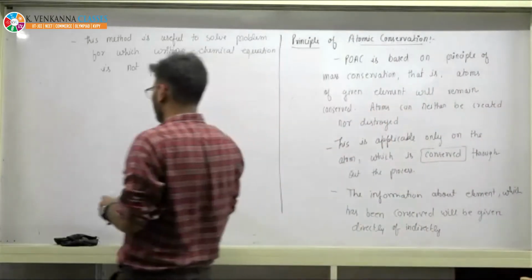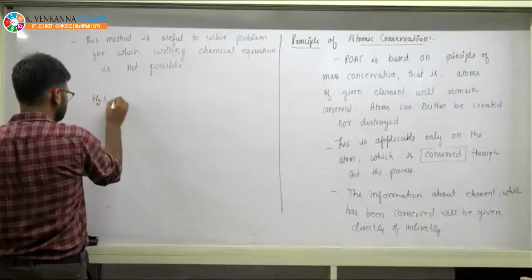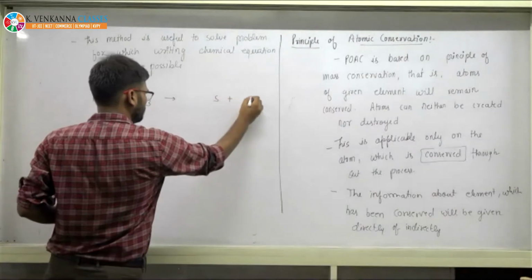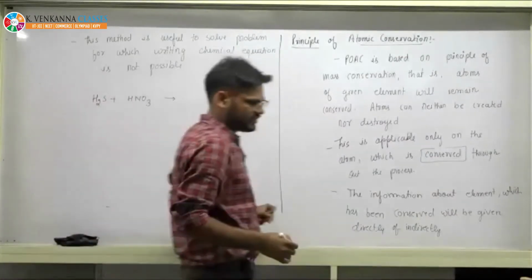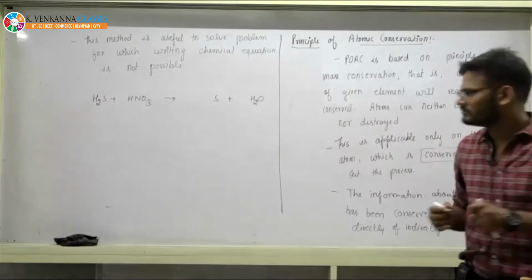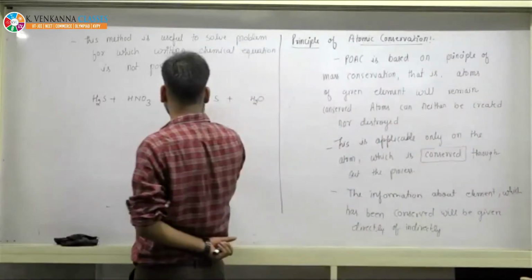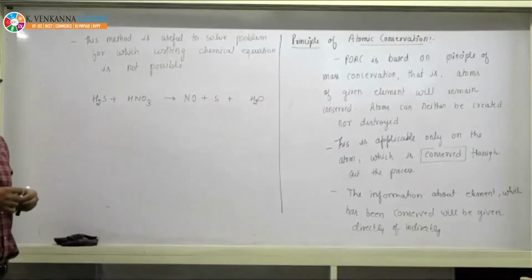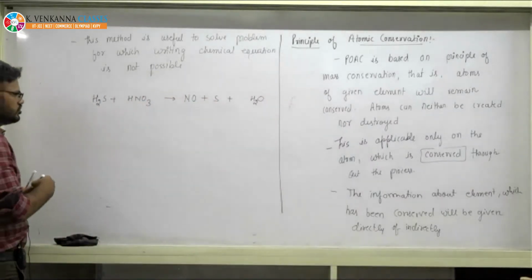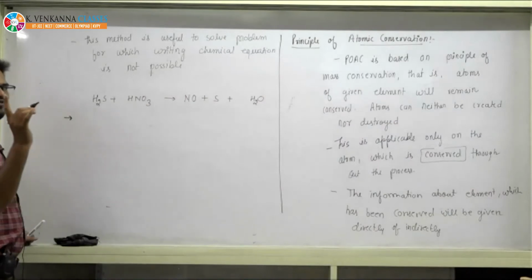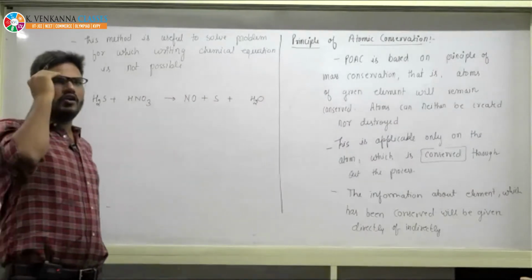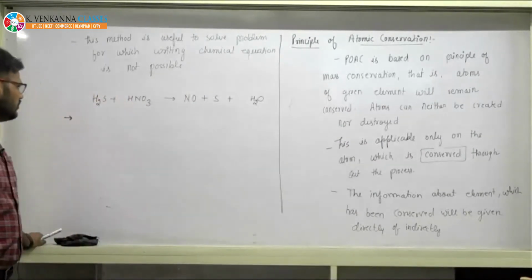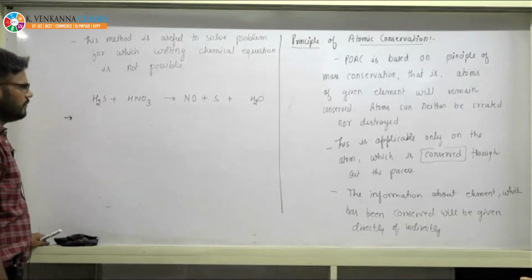I have taken one example in notes. H2S plus HNO3 gives sulfur and H2O, right? And it gives NO. Might be this process is given and you are not aware about the stoichiometry. So you can just focus over here. It's a very important concept and a tricky learning which you can apply on many reactions.